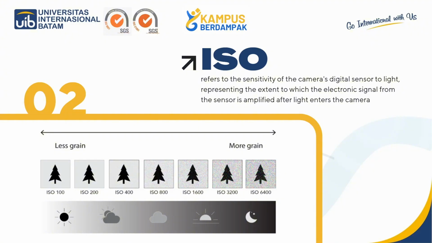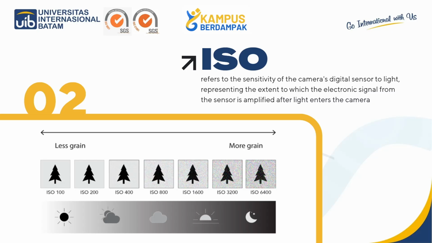The next element is ISO. This refers to the sensitivity of the camera's digital sensor to light. It represents the extent to which the electric signal from the sensor is amplified after the light enters the camera. Well, what is the primary function of an ISO? It controls the texture quality of an image. A higher ISO increases the sensitivity. This is commonly used when you're shooting in low light conditions or when you are using a very fast shutter speed without being able to open the aperture any wider.